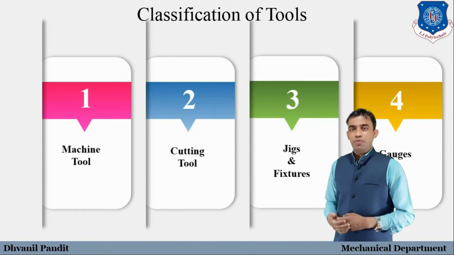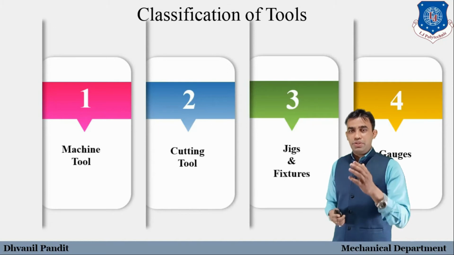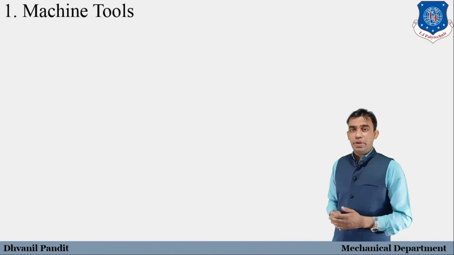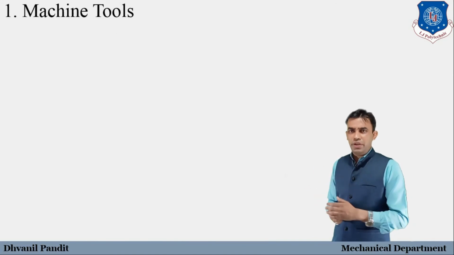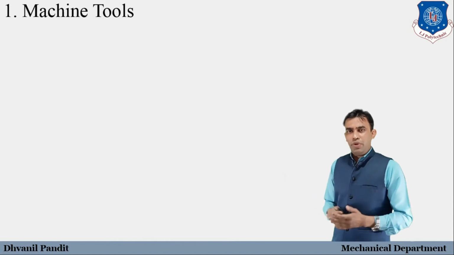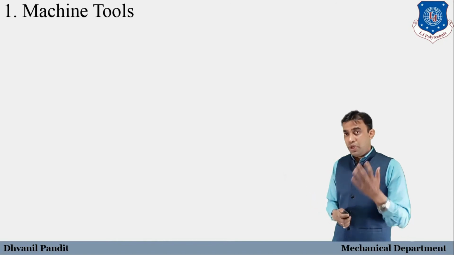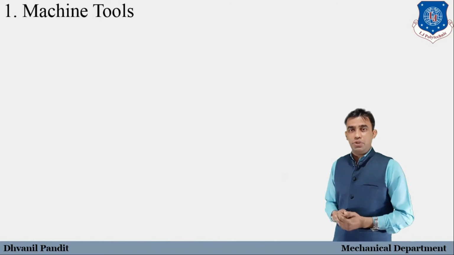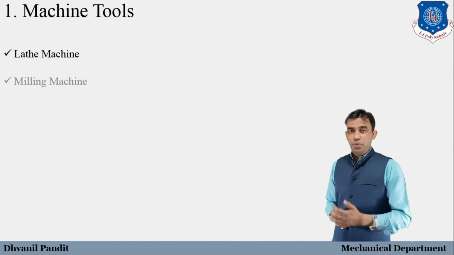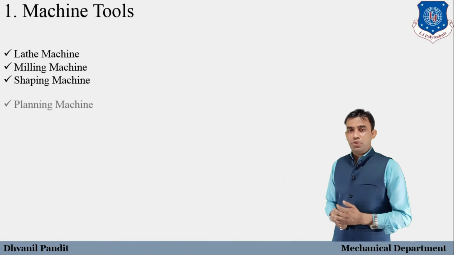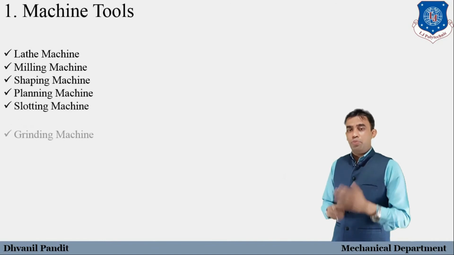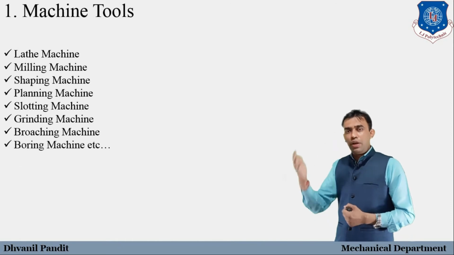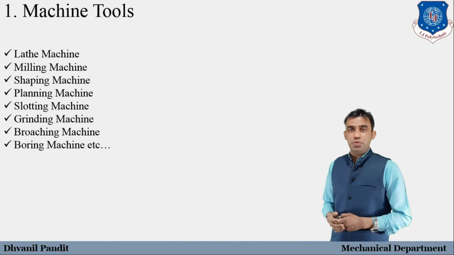So let's look at each classification one by one. You can see the first detailed classification is machine tool. Machine tools can be classified in different categories, different sets of machines. As right now we are discussing the basics of tool engineering, I can share some names of machine tools like lathe machine, milling machine, shaping machine, planing machine, slotting, grinding, broaching, boring machine, and the list is quite big, friends. So these all are considered to be a part of machine tools.